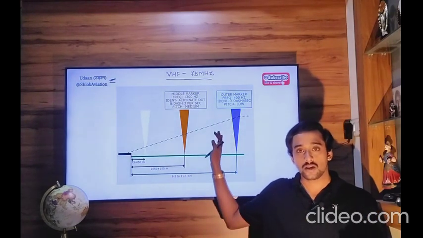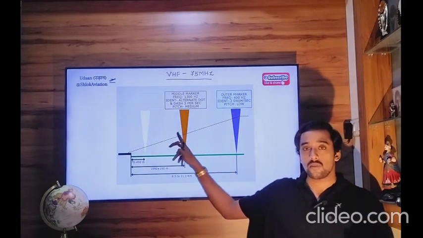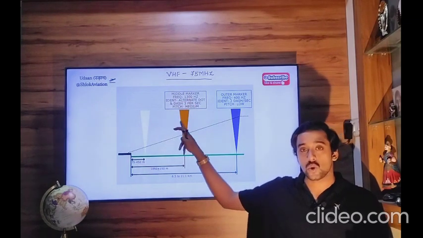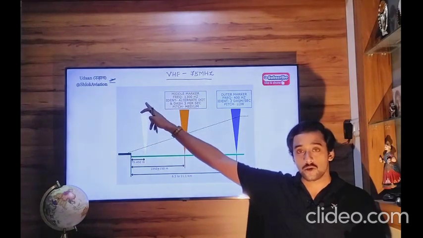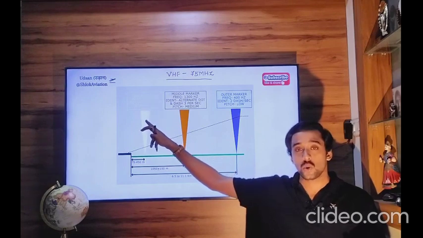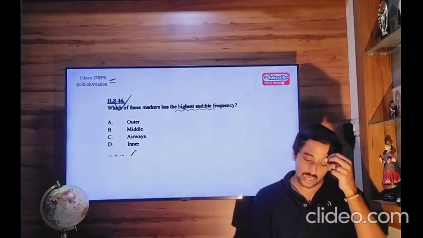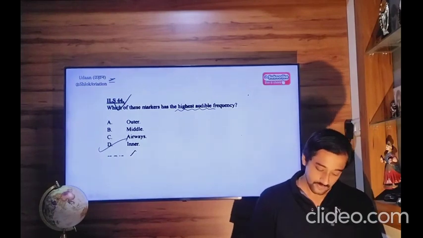For the outer marker, it's 400 Hz and the pitch tone is low. For the middle marker, it is modulated at 1300 Hz. The pitch tone is medium. For the inner marker, it is amplitude modulated at a frequency of 3000 Hz and the pitch tone is high. So for which marker is the highest audible frequency? It's the inner marker.